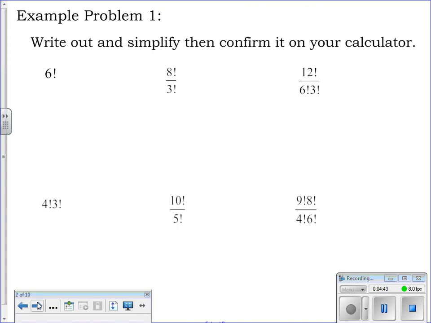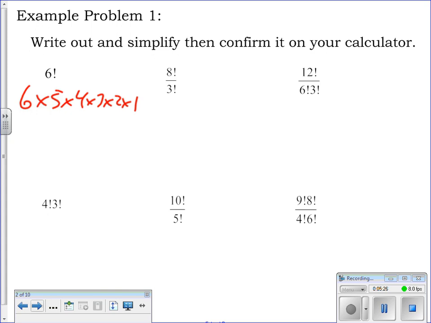Like I said, you are going to need your calculators for everything we do in here. But for the first few problems, I do want you to write them out by hand. If I look at 6 factorial, what does 6 factorial mean? 6 times 5 times 4 times 3 times 2 times 1. When I was your age, I had to do these by hand. Although I didn't mind it too much, being the math geek that I am.